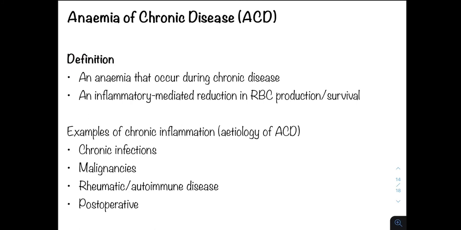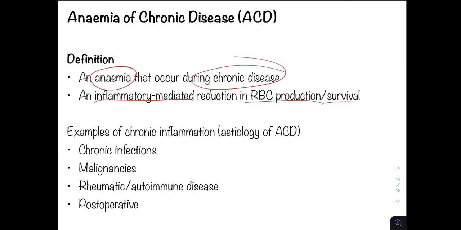So now that we have dealt with iron deficiency anemia, let's take a look at anemia of chronic disease, another cause of microcytosis that results from an iron problem. The definition of anemia of chronic disease is within the name itself. So it is an anemia that occurs during a chronic disease. And importantly, it is an inflammatory mediated reduction in red cell production and survival. So it is principally caused by the chronic inflammation, and we shall discuss this shortly.